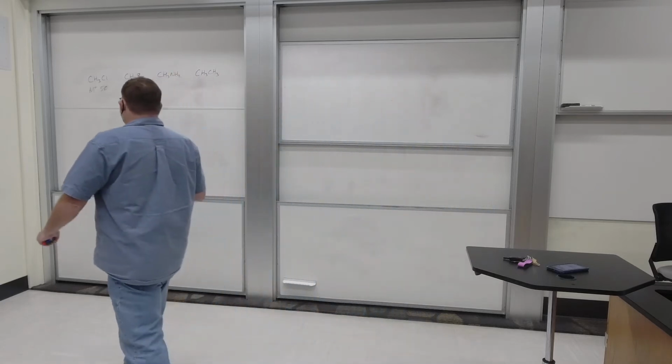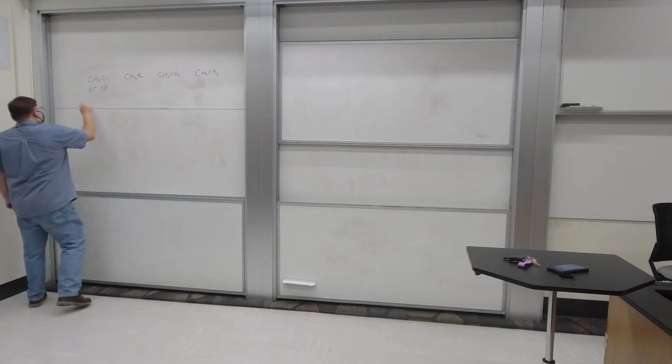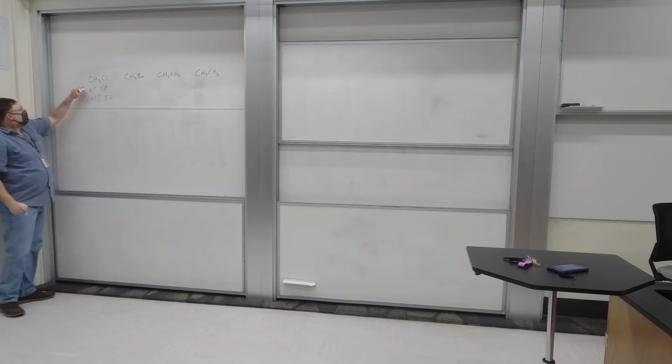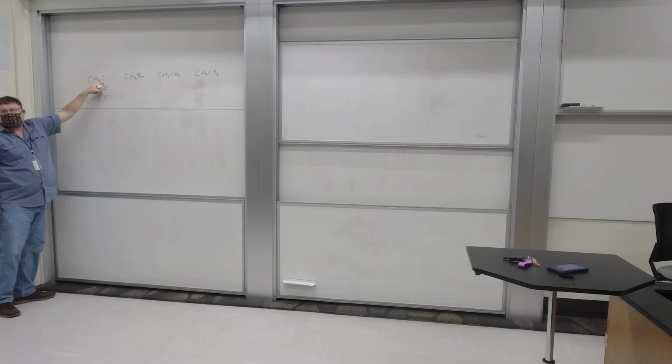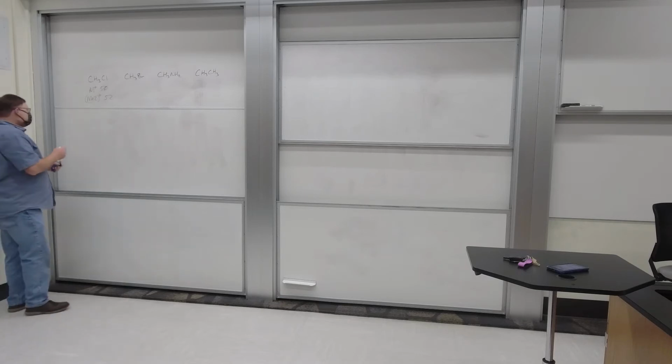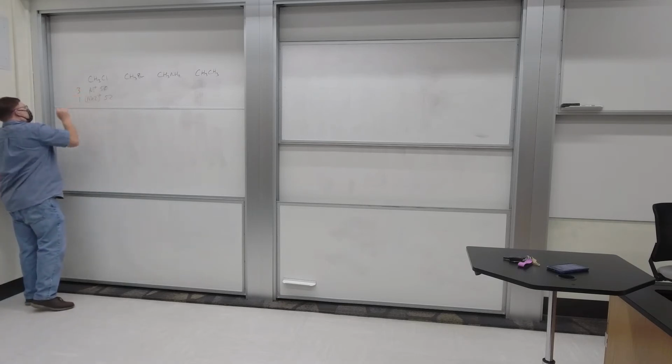Okay, so we get an M plus at 50, and then we get an M plus 2 plus at 52. Right, so 12 plus 3 is 15, plus 35 is 50. 12 plus 3 is 15, plus 37 is 52. And the ratio here is going to be 3 to 1.